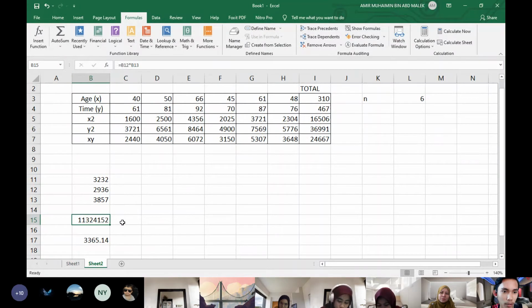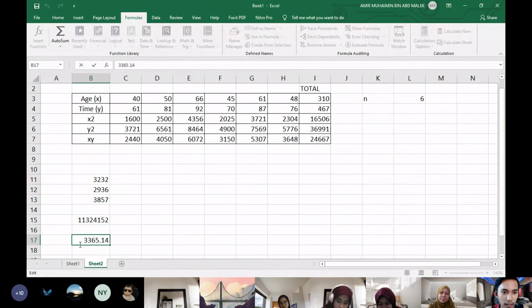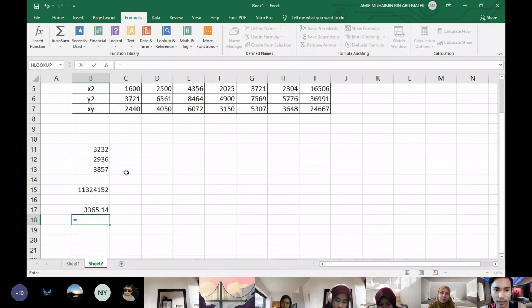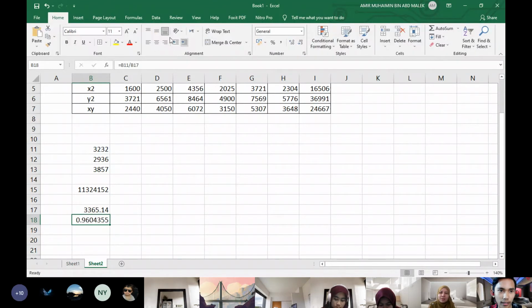Okay, so I get 11324145152, and then I make it a square root, and I get 3365.514. Then I take the above one, divide by the answer, and you get 0.96. Alright, so that is what your friend gets. Thank you, Amir Muhaimin. So what can you say from there?